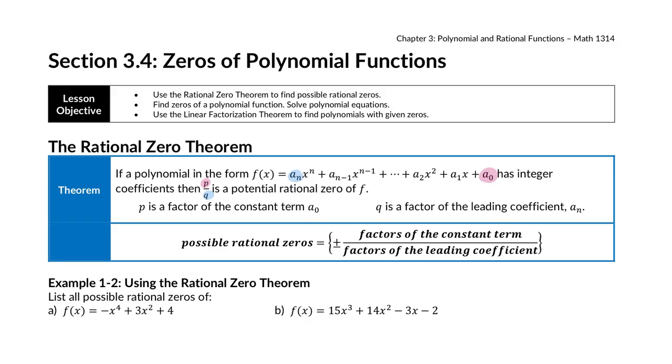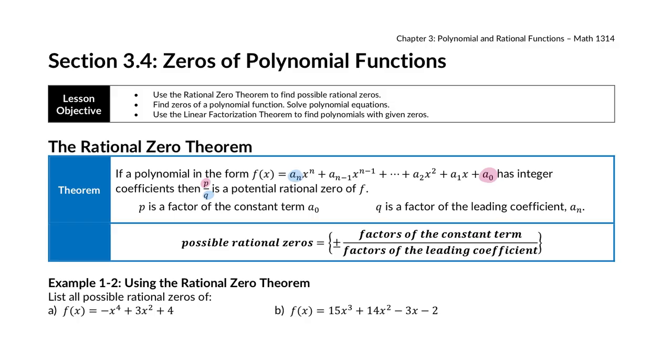Now, potential rational zeros means all integers, like 1, 3, 5, 7, all fractions, like 1/2, 3/7, and the negative versions of those as well. This is not finding any of the radicals, which are irrational numbers, or any imaginary numbers, but any rational real zeros we're going to be able to find using this theorem.